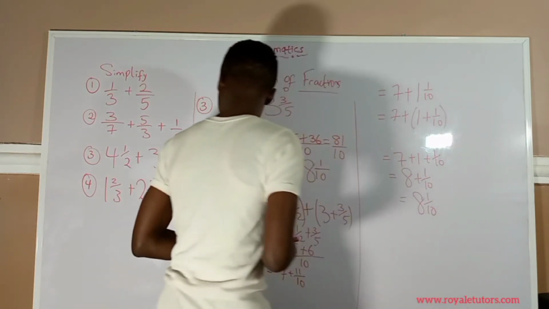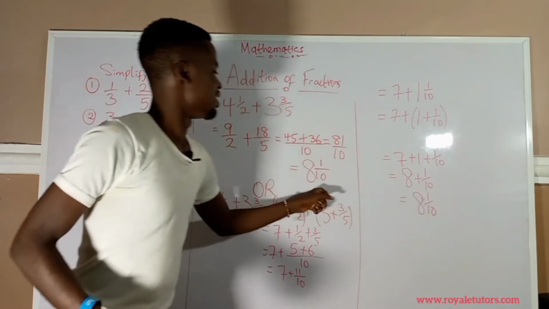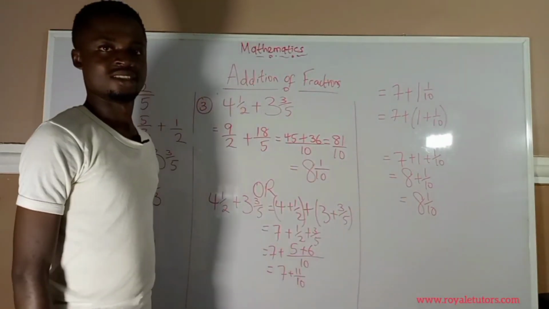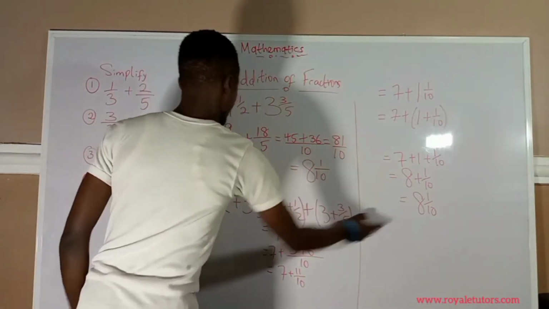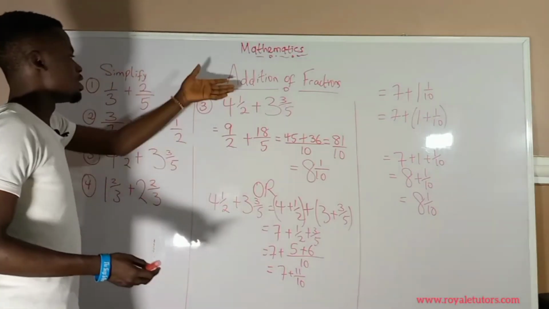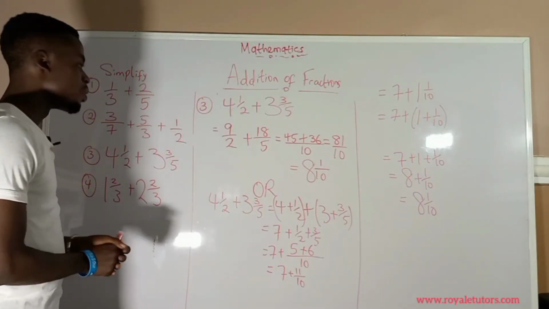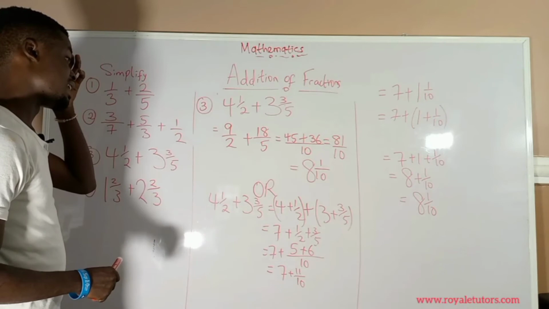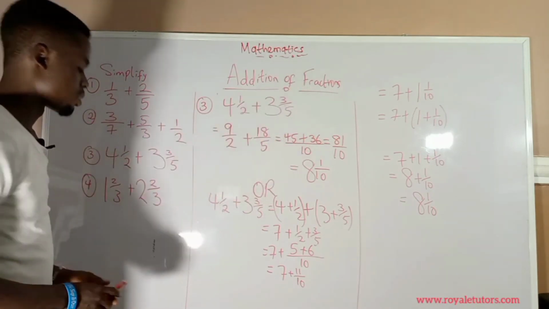If you look at these two, you are getting the same answer. The first one, we decided to change each of them to improper fraction, while the second one, we decided to change it to mixed fraction.